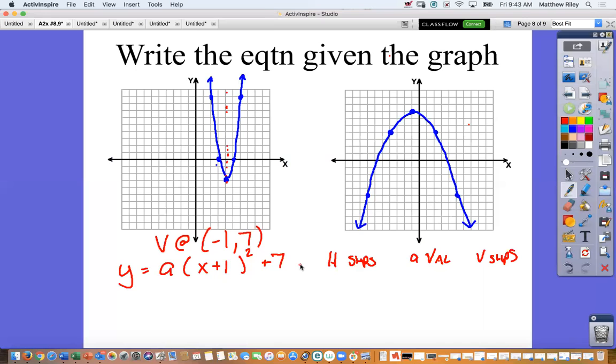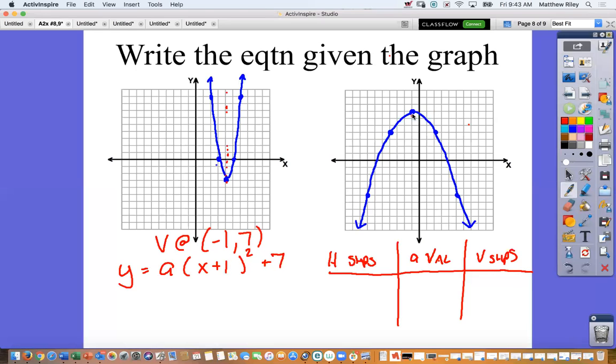Now, all we have to do is look at the graph. If you guys can keep this straight, and you might need to go through and watch this again, you might need a little more practice. Horizontal steps, when you square it, times your a value equals the vertical steps.